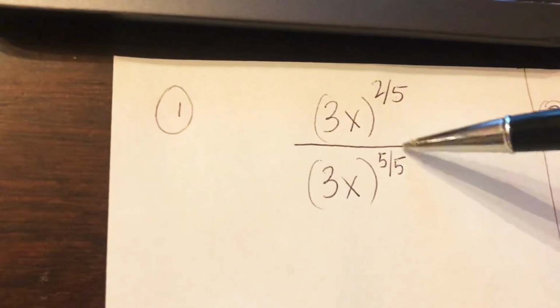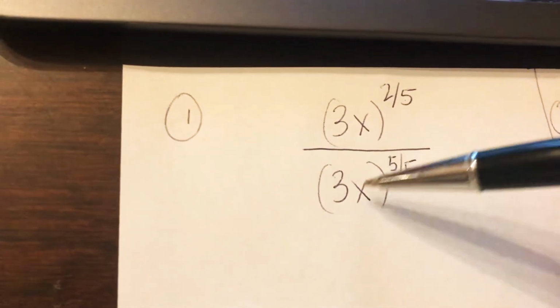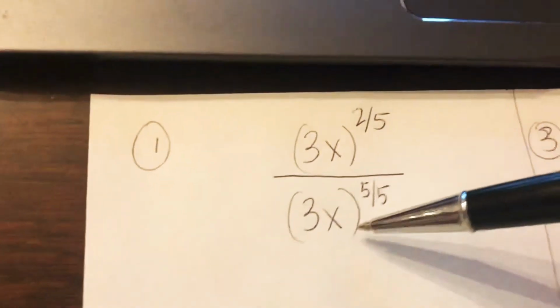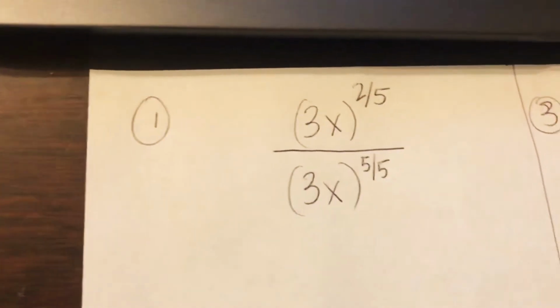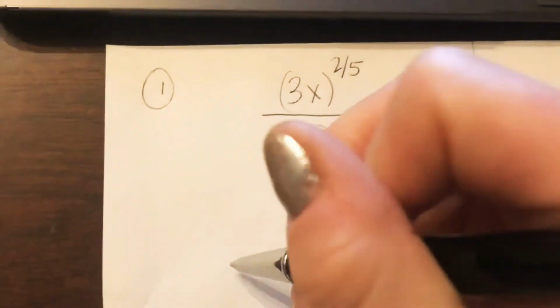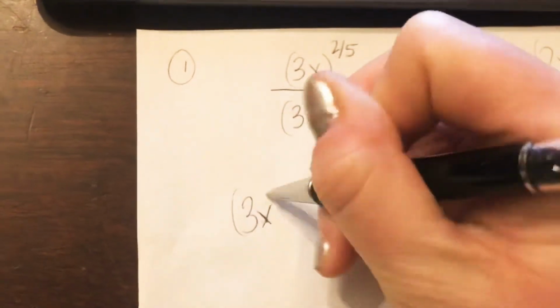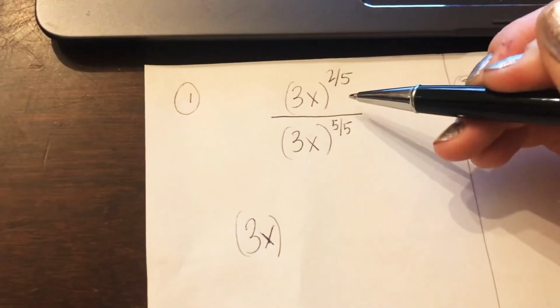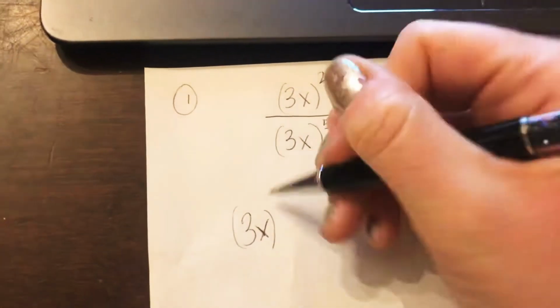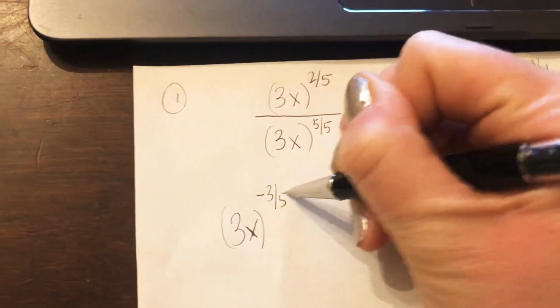Just in case you missed that. This is the same thing as 1, so anything to the 1 power is itself. They're the same base, so that's why you can just subtract the exponents. So this is going to be 3x to the power of, if I have 2/5 and I subtract 5/5, that gives me -3/5.